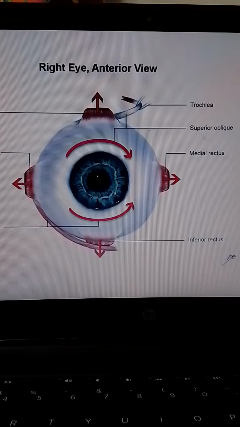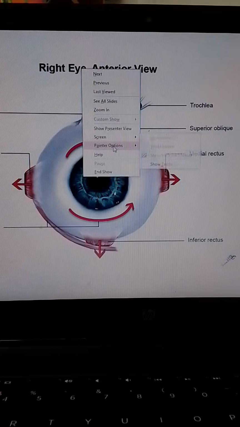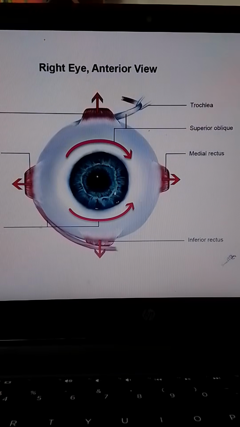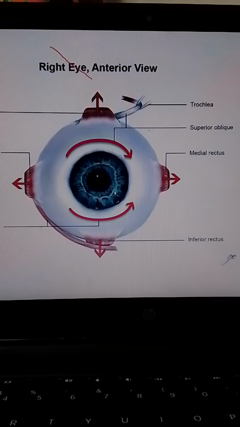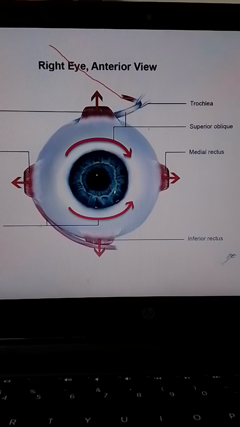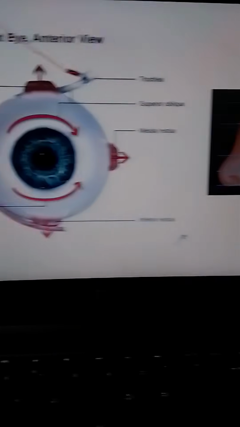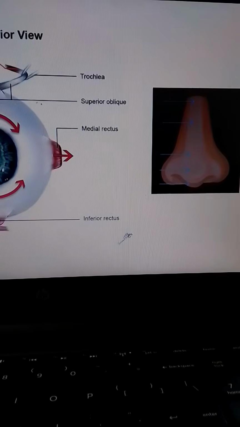Now, if you look at the course of the superior oblique, you can see that the superior oblique is arising from behind. Then from there, it is coming forwards like this, and with the trochlea, the trochlea is in the front, that is in front and medially. Medially means towards the nasal aspect.